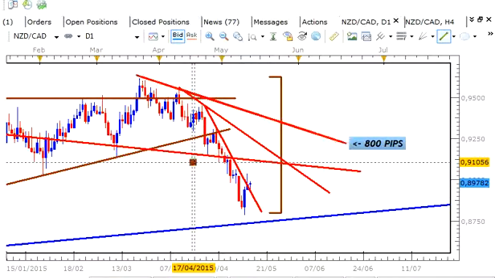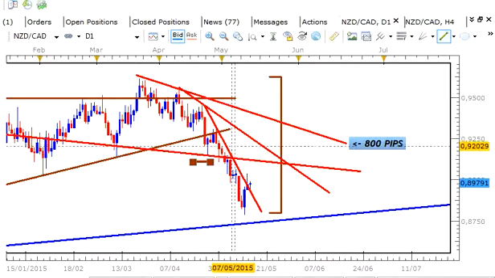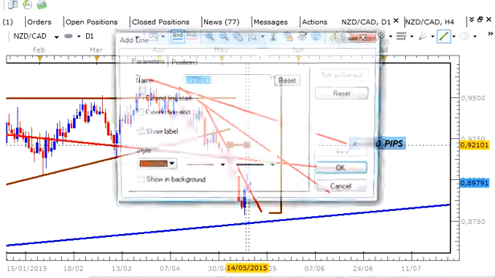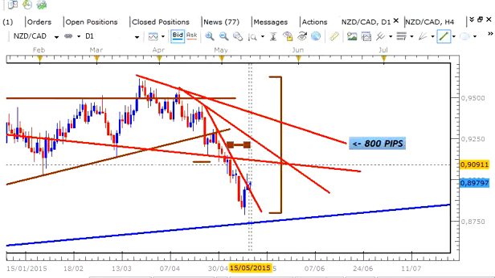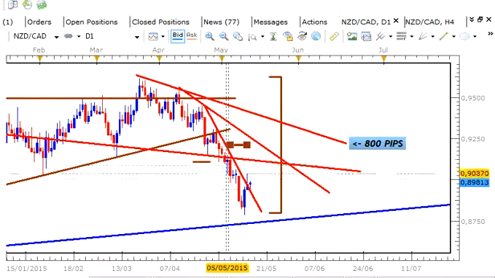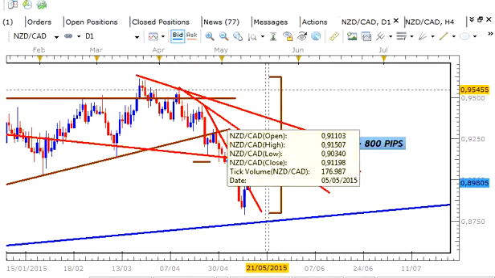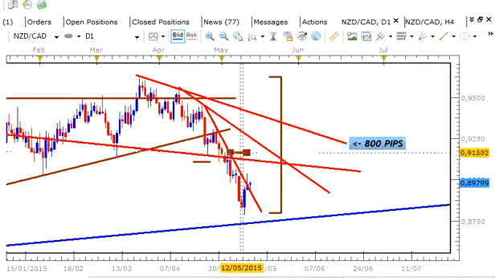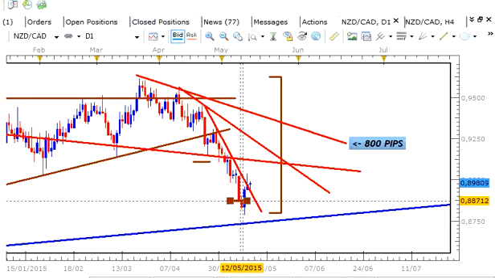So if your entry was here at, say, the 91 area, you would have placed a stop of approximately 100 pips above this inner downtrend line, and as the market continued to move in your favor, what you would have done is simply move that stop loss along the way, locking in your profits. So the first thing to have done would have been to move to break even here and then lock in profits as the market continues to drop in your favor.